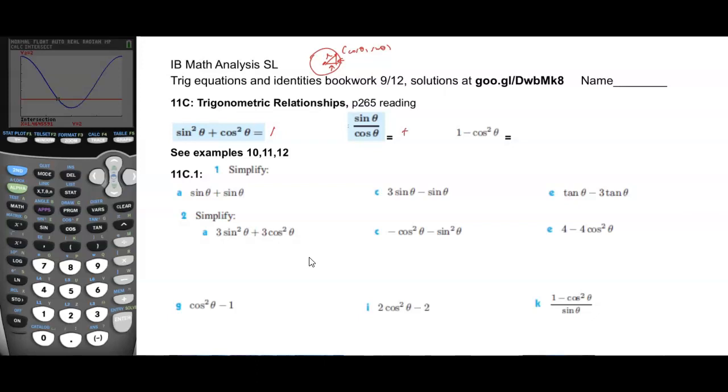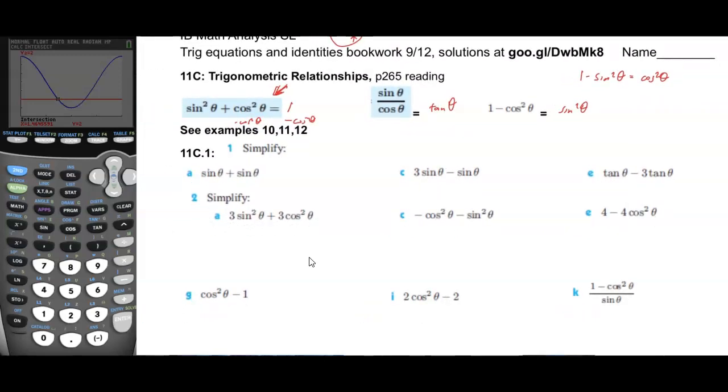So sine squared theta plus cosine squared theta is always equal to 1. Sine theta divided by cosine theta, that, remember, is tan theta. And 1 minus cosine squared theta, that's just a rearranged version of this. If I subtracted cosine squared theta from both sides, wouldn't I have sine squared theta by itself on one side, and 1 minus cosine squared theta on the other side? By the way, I could also have the opposite, right? So when you see 1 minus cosine squared theta or 1 minus sine squared theta, think, oh yeah, it's a rearranged version of the Pythagorean identity.